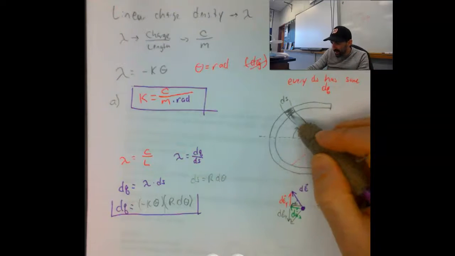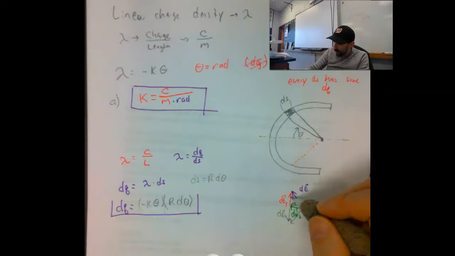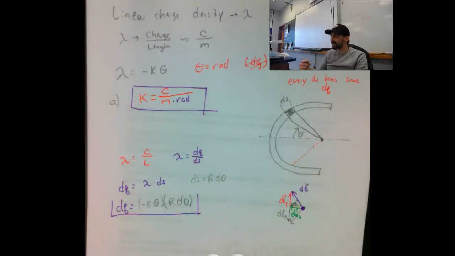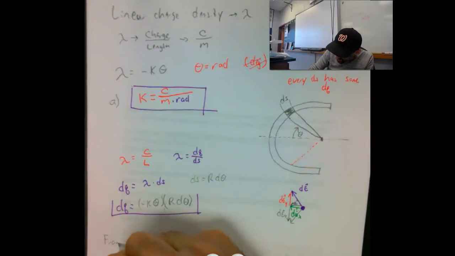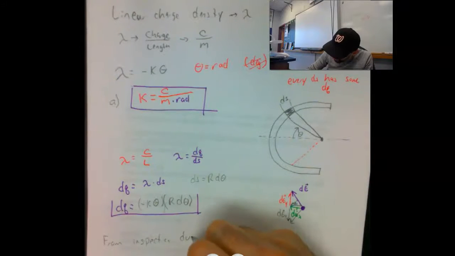But that spot, and then its exact mirror on the other side, would have an electric field in the y direction that cancels itself out, and an electric field in the x direction that is twice as big. Well, that's really important because I can then say from inspection, or I say from inspection due to symmetry. Oh, that's good.